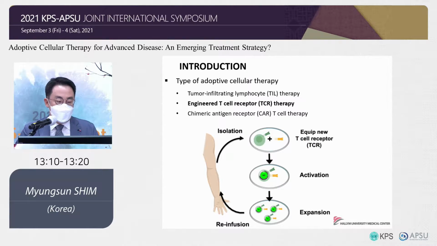The next one is engineered T cell therapy, and it has one more step before activating the T cell, which is, instead of using the naturally occurring T cell, the T cells are equipped with a new T cell receptor, which can better personalize to individual patients and probably bring a better outcome.